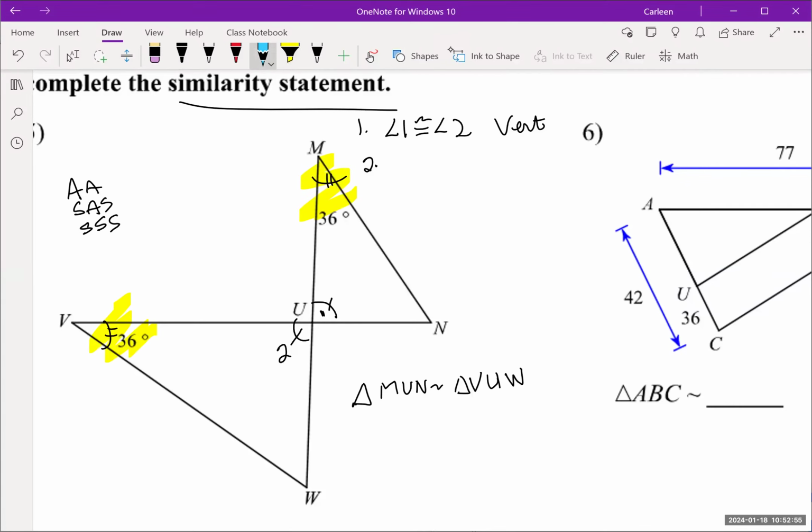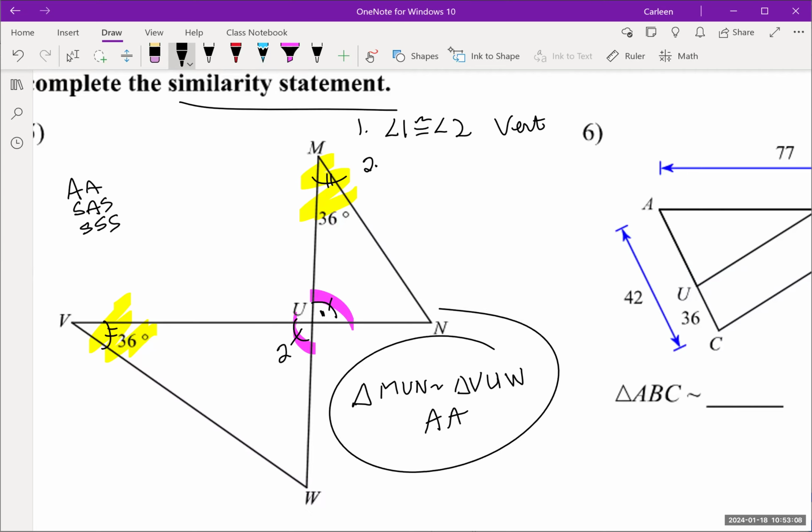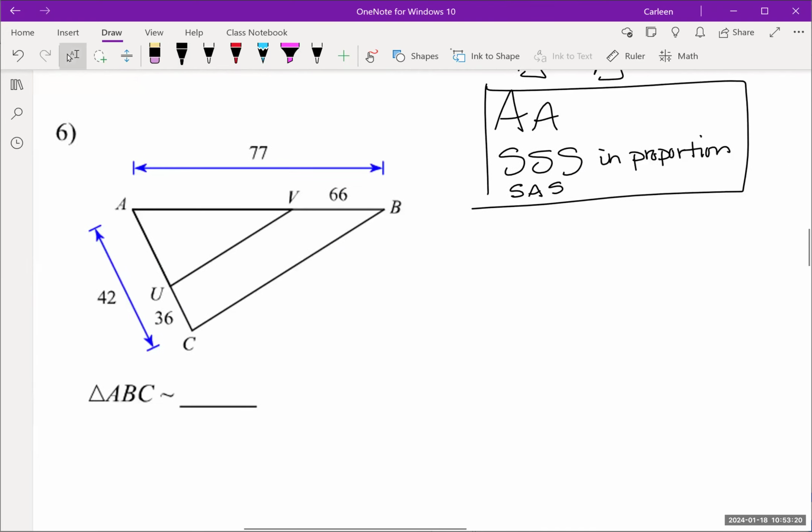Angle, angle. Yeah, do we see it's angle, angle? Okay, so that's how we're gonna do the little proof. And at the end, we're gonna choose one of those: angle, angle, side, or side, side, side.